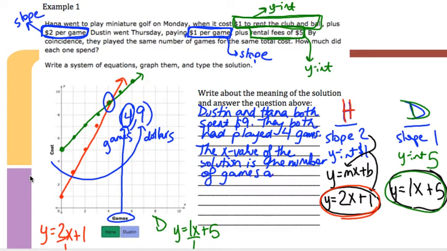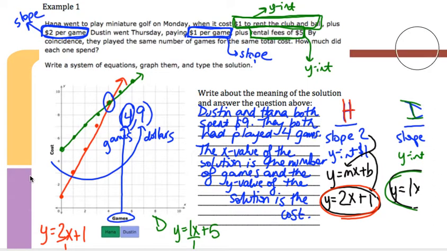And the y value of the solution is the cost. So that way we really know that we understood the meaning of the question, we understood how we got to that solution, and we understand the meaning of the solution. Okay, let's move on to the next example.